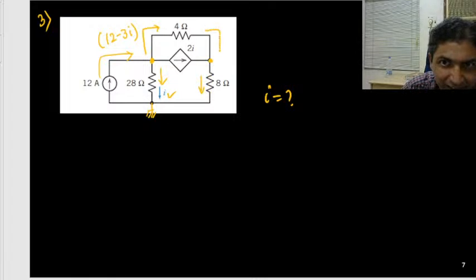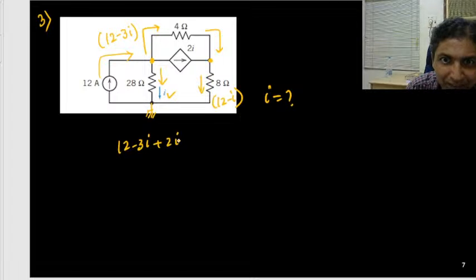Note that this current coming here is your 12 minus 3I. This current 2I is again added. So what will be this? 12 minus 3I plus 2I, exactly. So this is your 12 minus I, because this 12 minus 3I with this 2I is added. So the total is 12 minus I.